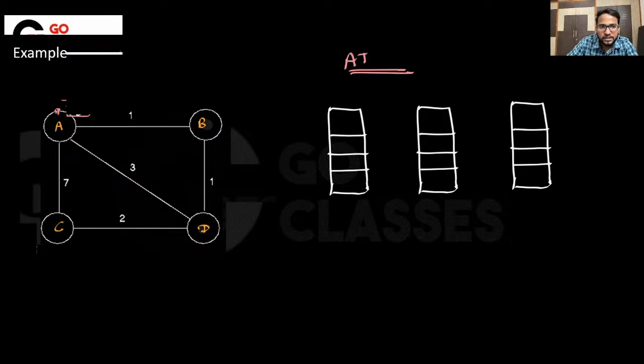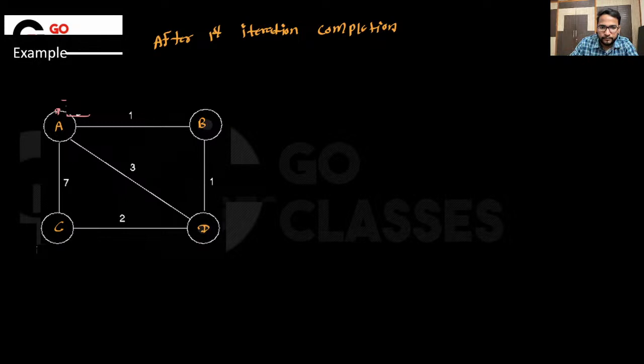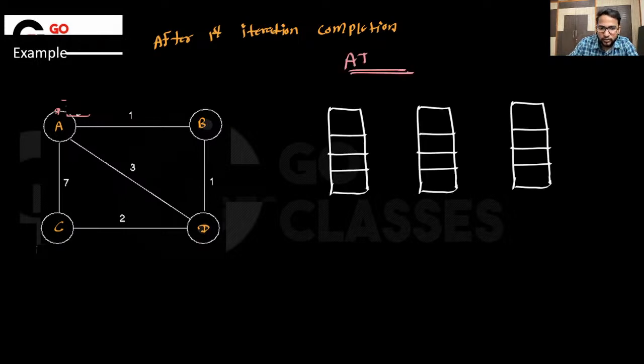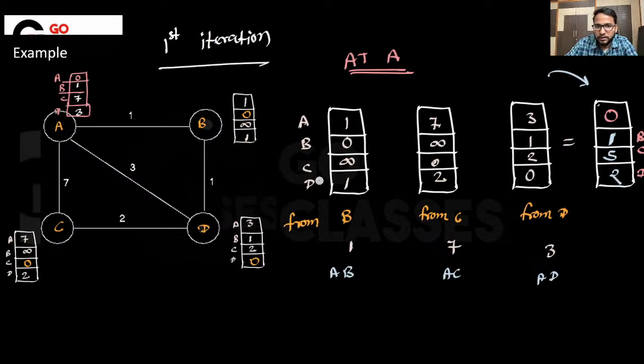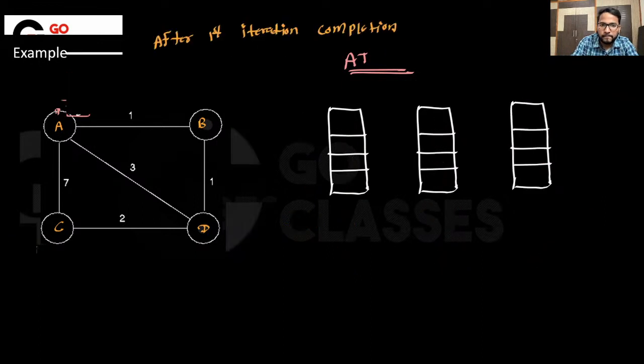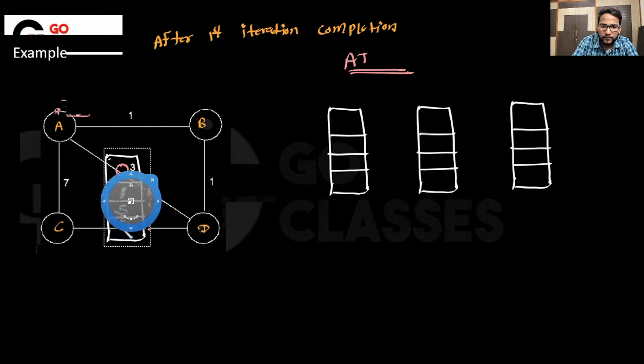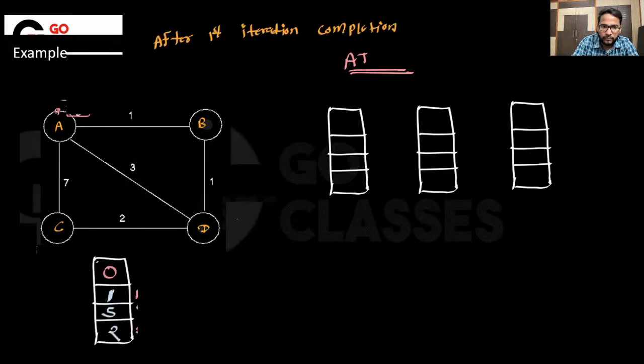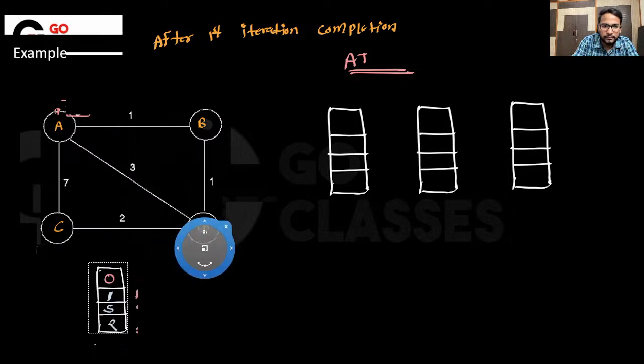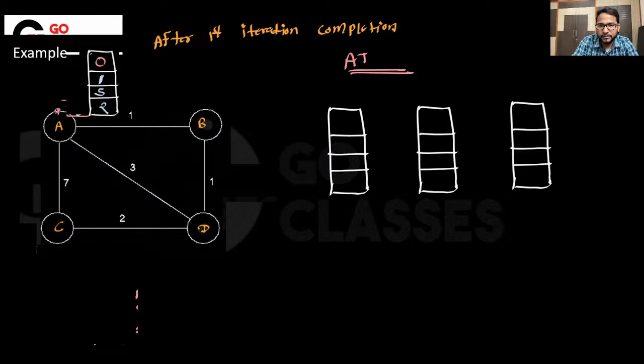So this is basically after the first iteration completion. Let me just copy the vectors that I'm getting. At A, I got this one, 0 1 5 2. Actually this is a little lengthy process, but we have to do it because the questions that they ask are iteration by iteration. Okay, so this is 0 1 5 2.